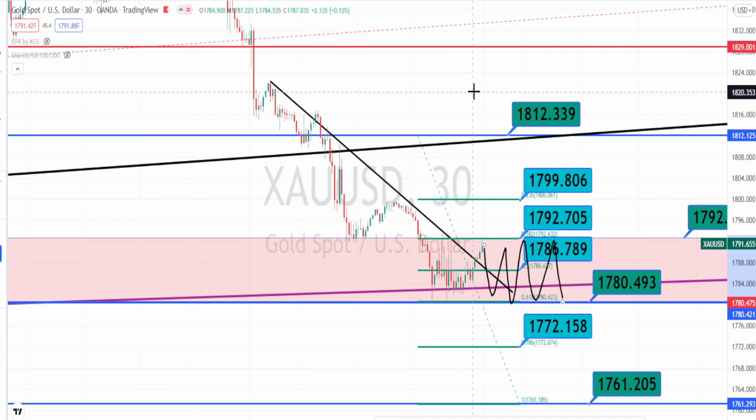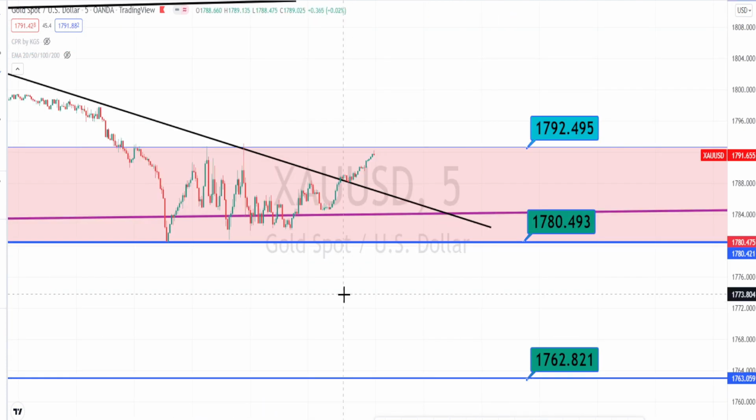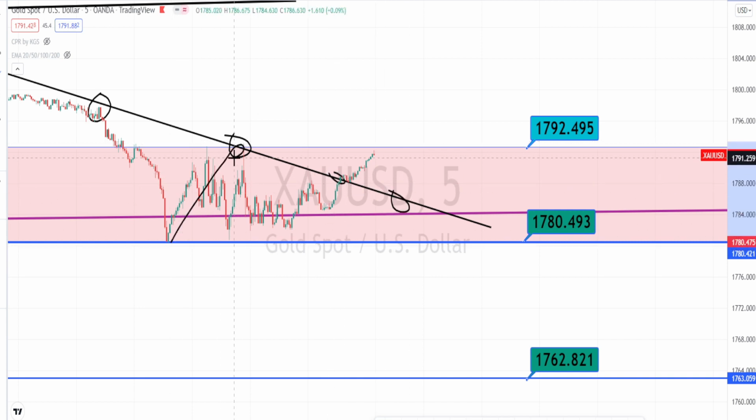Let us do the analysis in 5 minutes time frame. I am in 5 minutes time frame now. The price action in 5 minutes time frame was in a very nice downtrend. You can see the resistance line being respected. It has gone up, tested this resistance line, then retraced, again consolidated within this support level of 1780. Then again it started its bullish trend.